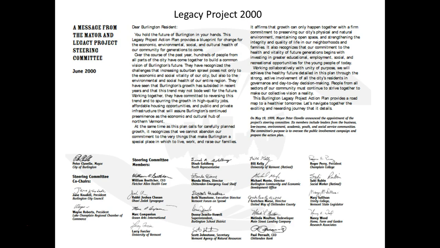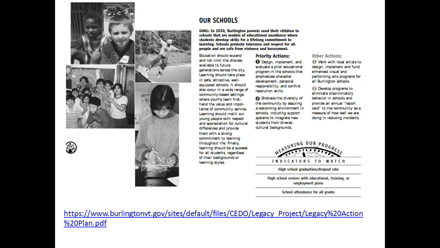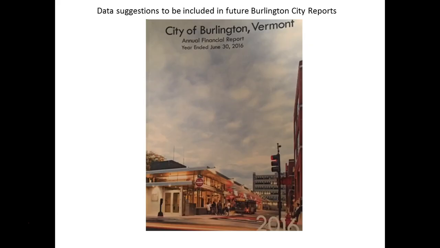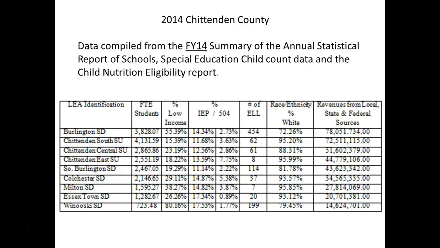Back in 2000, Mayor Covell created a legacy project, and it included the schools. You'll notice the measures of our progress. Moving forward, I would suggest some information be put into the city reports to allow us to monitor our success. I think many who would look back at that old 2000 legacy project, while it was commendable, would say it lacked some of the accountability processes to allow us to measure success moving forward.